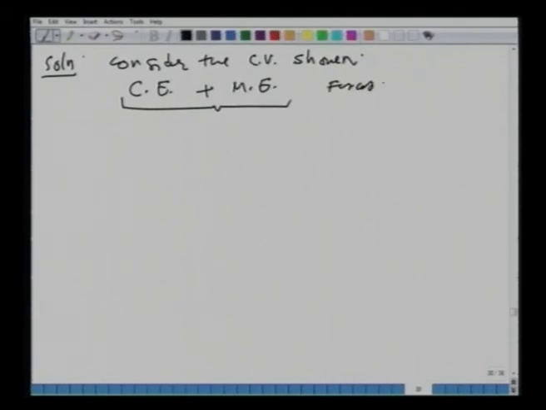I would like you to think about this problem, and in the next class you come back and look at how we are going to solve this particular problem. At these two cross sections we have seen the continuity equation, we have seen the momentum equation. You apply this at these two cross sections or this whole control volume and see if you can come up with the answer of what is the force that will be acting on this elbow. We will look at the solution in the next lecture.